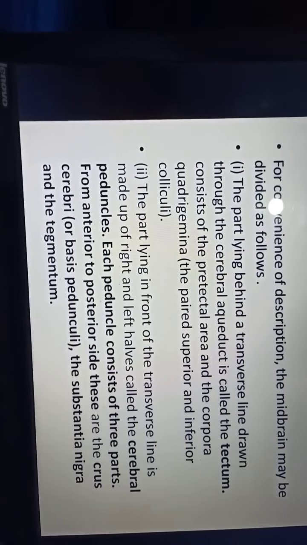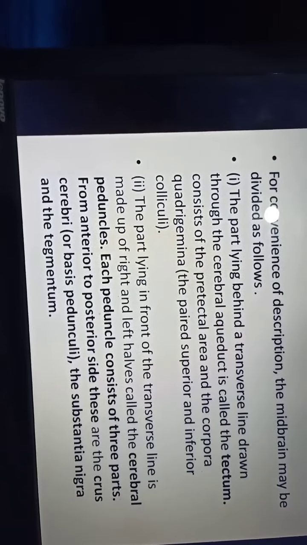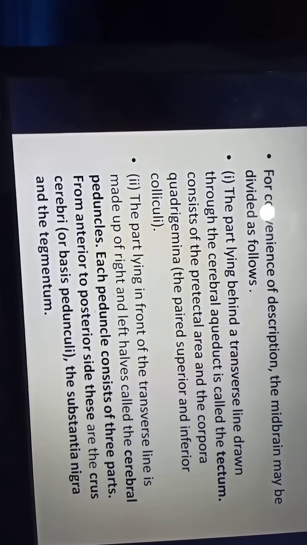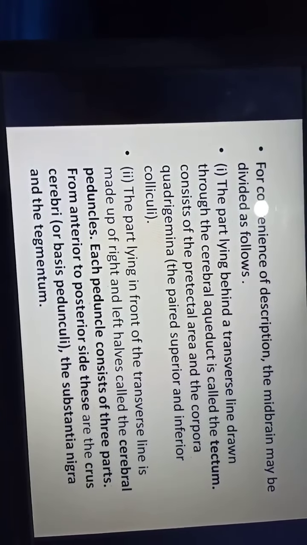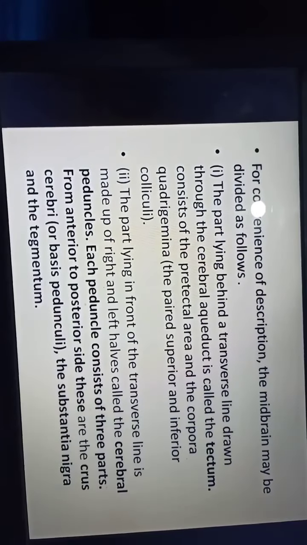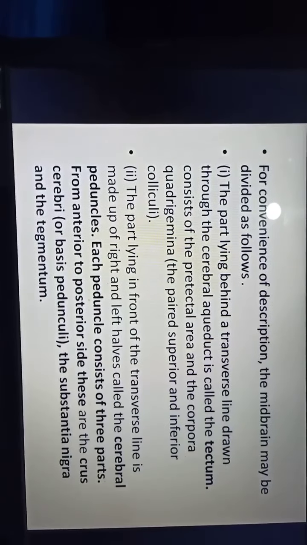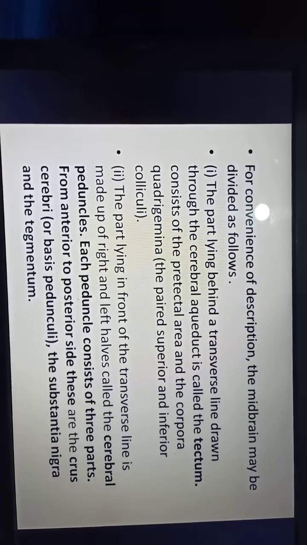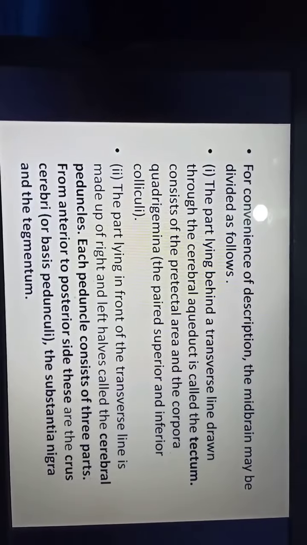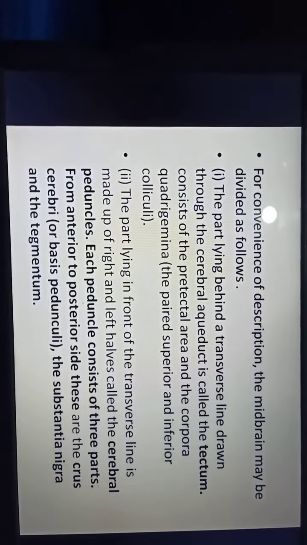The part lying in front of the transverse line, made up of right and left halves, is called the cerebral peduncle. Each peduncle consists of 3 parts. From anterior to posterior, they are the crus cerebri, the substantia nigra and the tegmentum. In other words, the cerebral peduncle is divided into 2 parts by the intervening substantia nigra. The part anterior to the substantia nigra is known as the crus cerebri. The part posterior to it is the tegmentum, and the part posterior to the tegmentum is known as the tectum.